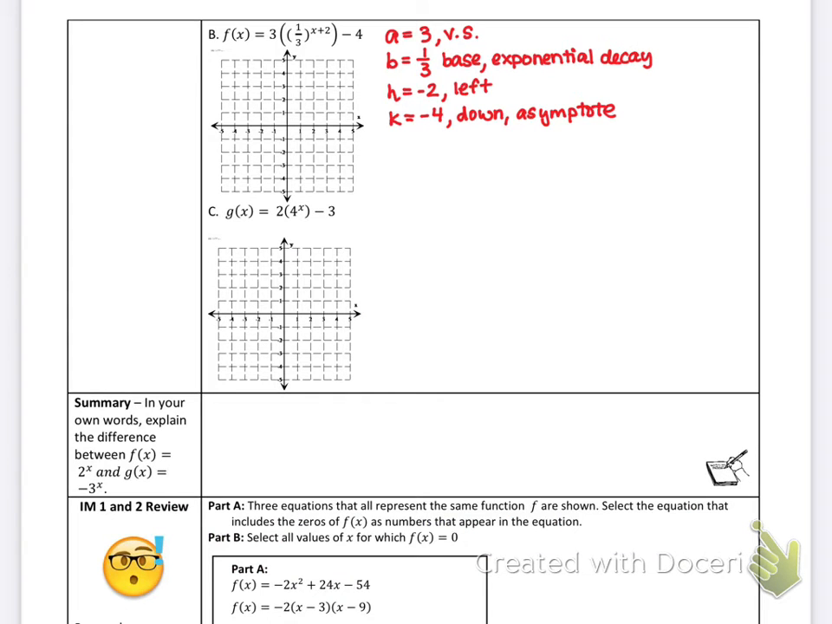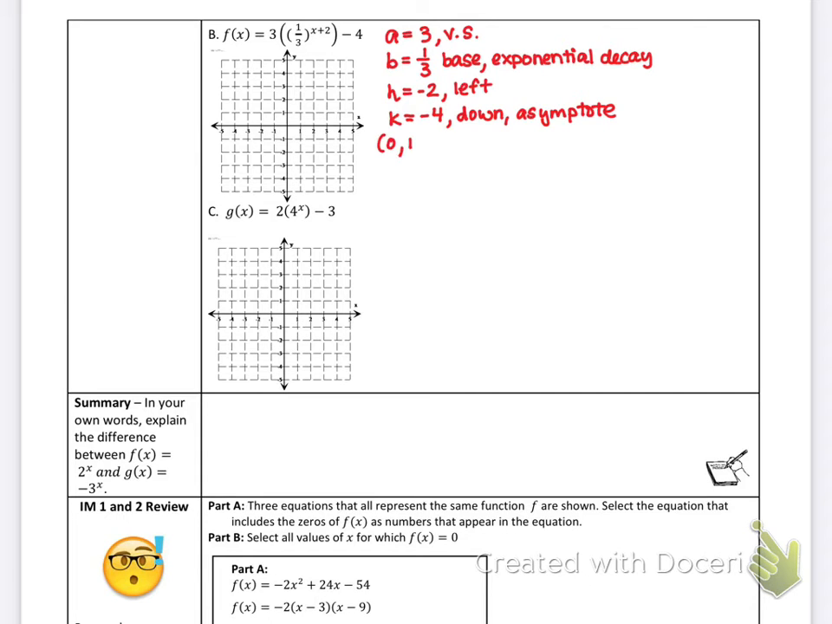All right, so we're going to go ahead and do 2 more examples to hopefully solidify this idea of how we graph exponential growth and decay functions. So like we did on A, the first thing we want to do is identify our A, B, H, and K. So in this case, our A is 3, which means it's going to be a vertical stretch. Our B is 1/3, which is our base, so it's going to be an exponential decay. H is -2, so we're going to move left 2, and K is -4, so we're going to move down. Now also make a note that this is also our asymptote.